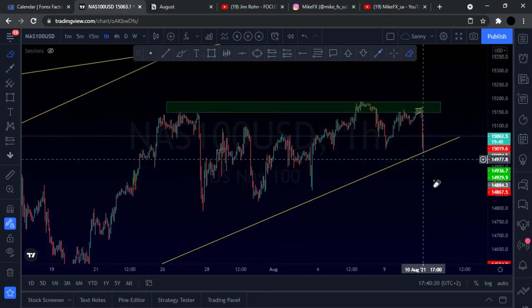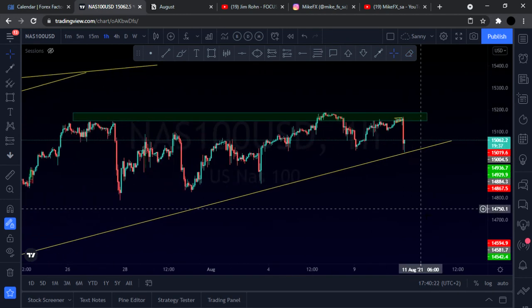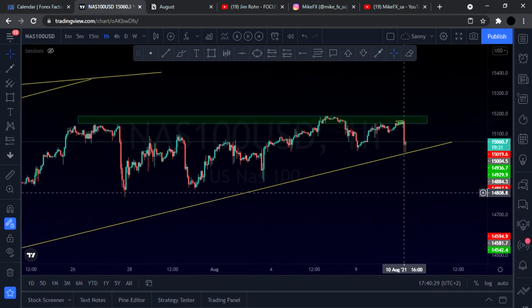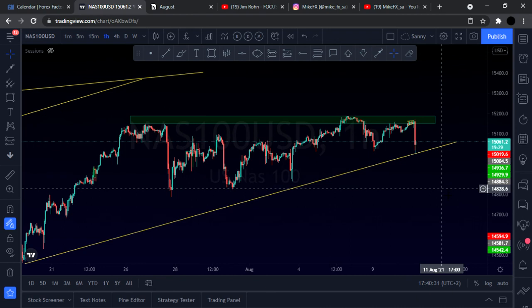For this week is probably some momentum to the upside, and then we'll see if we break this area. If we break and retest, we'll be looking for continuation patterns all the way to the upside. So that is just it.